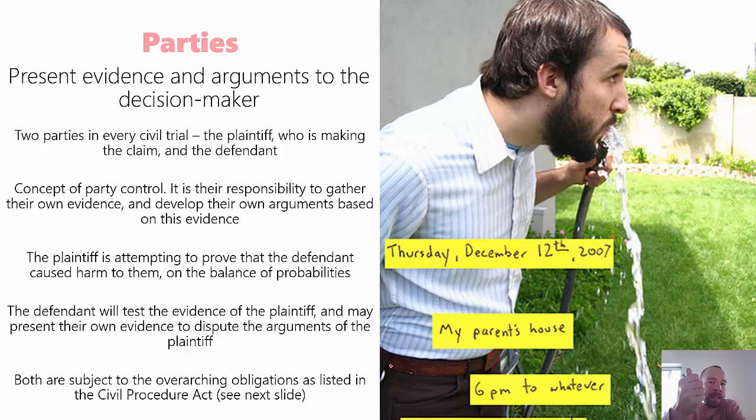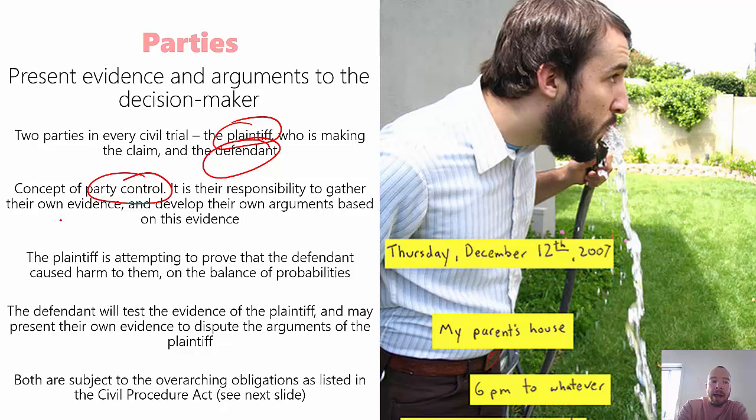So the two parties in a civil dispute are the plaintiff, who is making the claim, and the defendant. And a really big feature of civil law is this idea of party control. So it's an adversarial system. The judge isn't there to try and ask questions and do their own investigations and inquire their way to figuring out what the truth is.